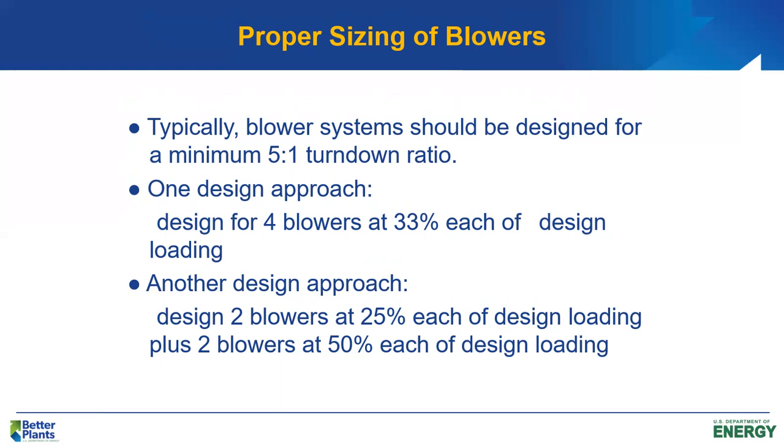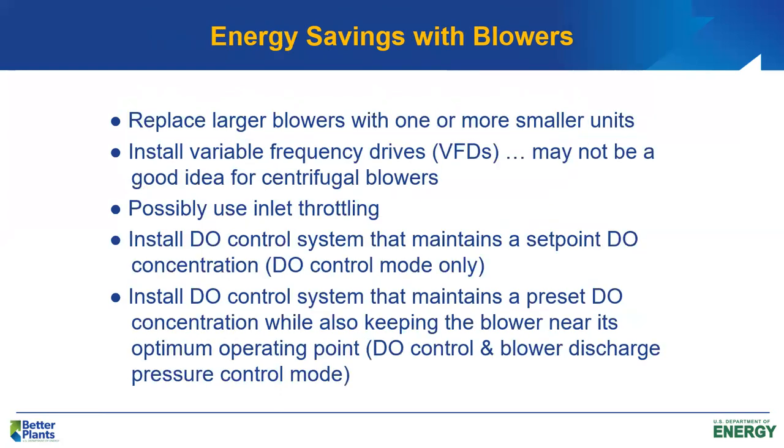Another approach is to design two blowers at 25% of the air requirements at design loading, and 2 blowers at 50% of the air requirements at design loading. And with either of those designs, 4 blowers at 33%, or 2 blowers at 25% and 2 blowers at 50%, if one blower goes out, we still are able to supply the design air that's needed.